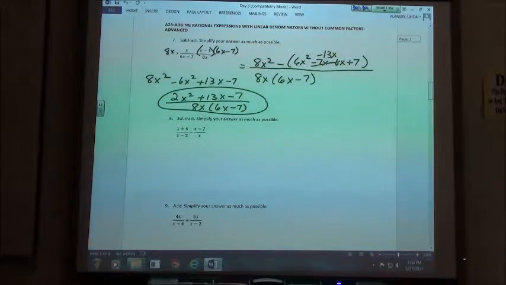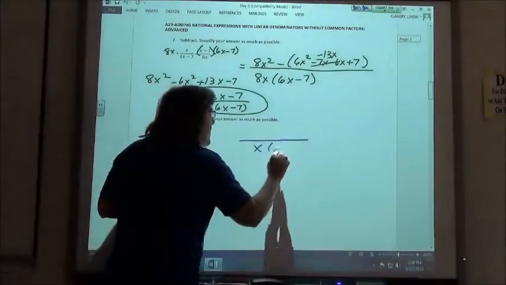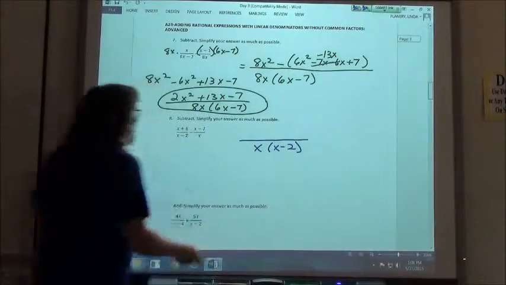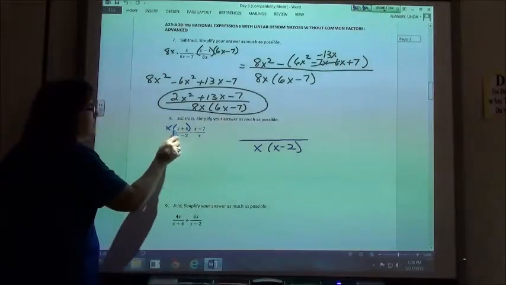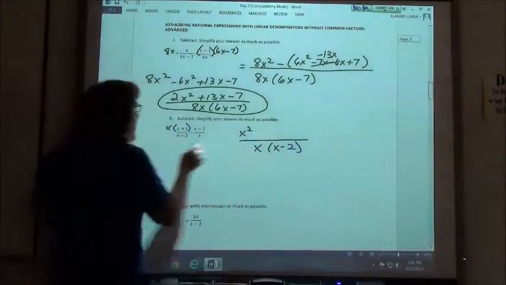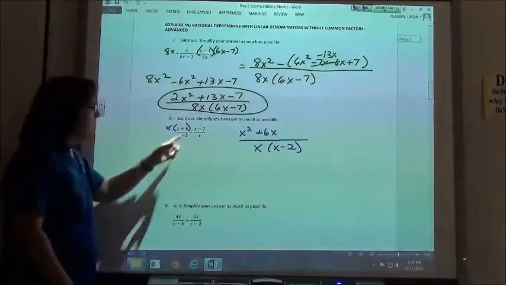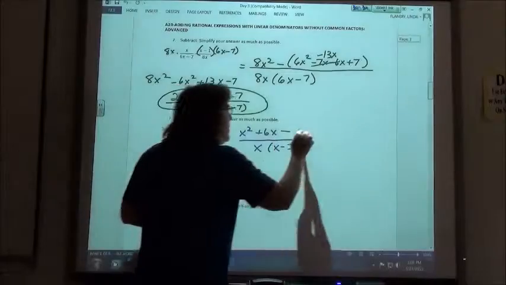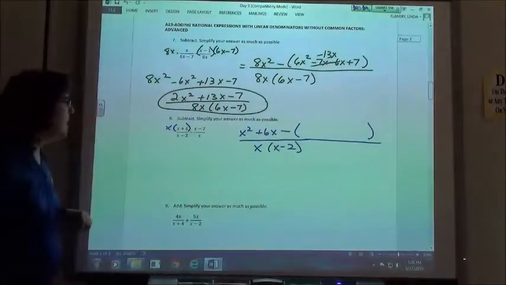So on my next one, my common denominator there, I'm going to have the x times the x minus 2. So this first one I'm going to take times x, so I'm going to distribute that. X times x is x squared. X times a positive 6 is a plus 6x. Here again I have that minus sign, so I'm going to put the minus and then the parentheses, so I remember I have to change all my signs.